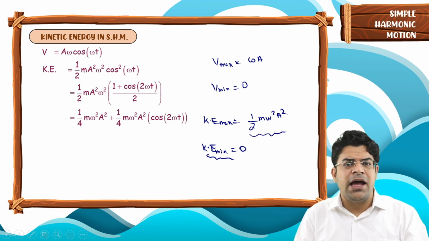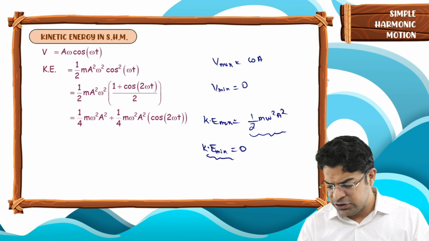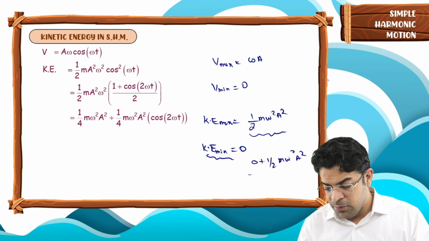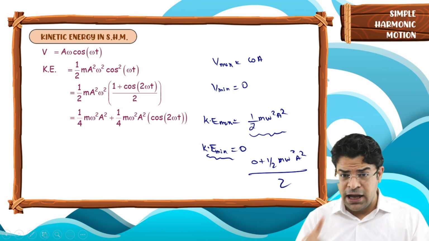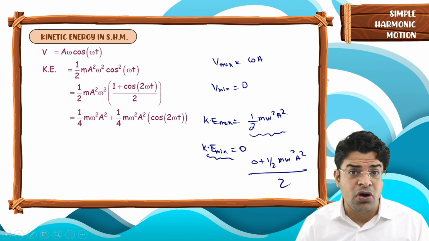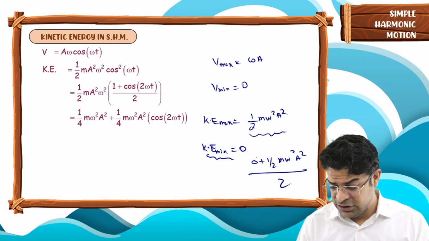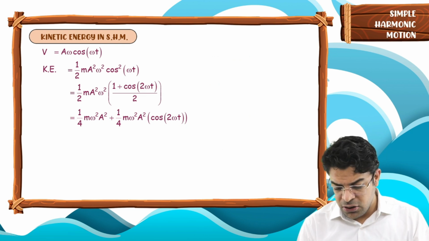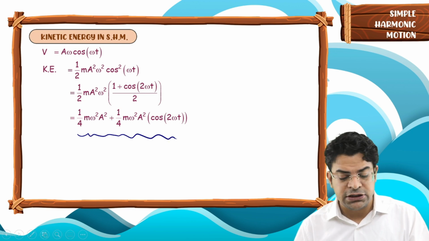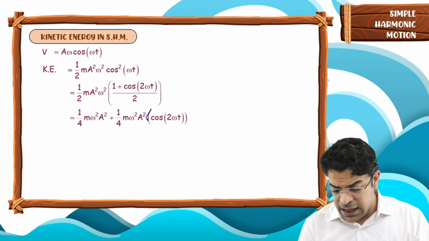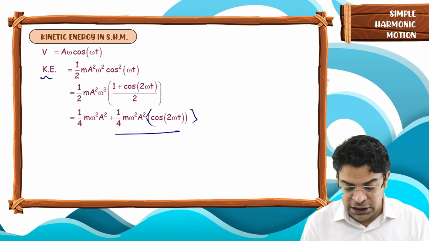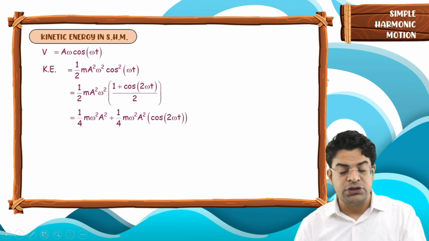They are asking me average. Just take the average. So simply do 0 plus half m omega square a square by 2. This last method I have used of taking the average is wrong, but it gives the right answer anyways. The proper method comes through the integration, or from this particular justification that over one complete cycle the average value of the second term will be 0. So for one complete cycle the average kinetic energy is 1 by 4 m omega square a square.